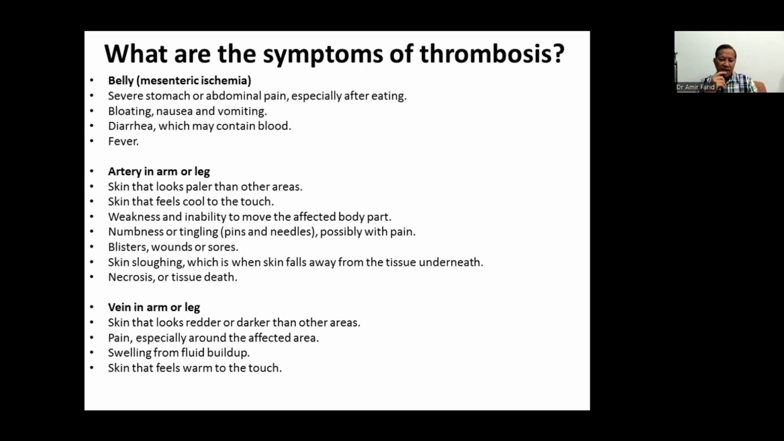If it's in the vein in the arm or leg, then the skin looks redder or darker than other areas, okay? Compared to if it's arterial, then the skin looks pale. If it's venous, the skin looks redder or darker. There's pain, especially around the affected area. There's swelling from fluid buildup, and the skin feels warm to the touch. Okay, as opposed to if it's arterial, the skin feels cool to the touch, lack of blood flow. But if it's venous thrombosis, it feels warm because there is blood clogging up there.